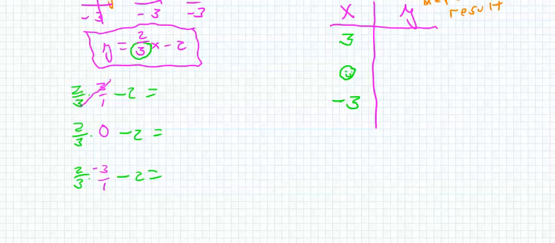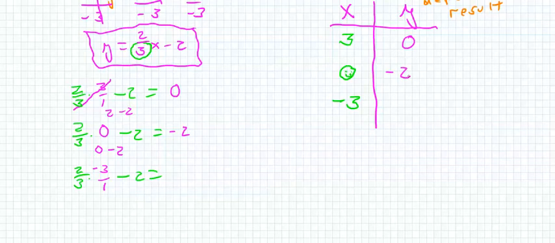Well, our 3's cancel. 2 minus 2 is 0. The result is 0. 2/3 times 0 is 0. 0 minus 2 is negative 2. My result is negative 2. Negative 3, I get a negative result. My 3's cancel. Negative 1 times 2, negative 2 minus 2. I get negative 4.